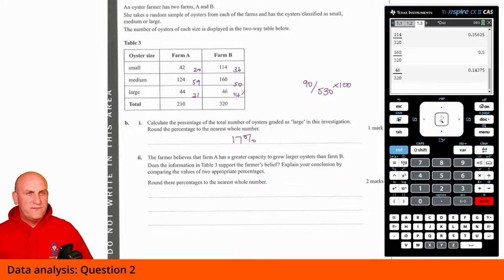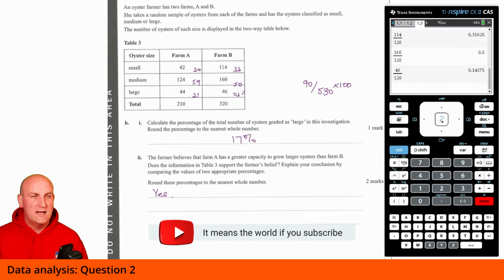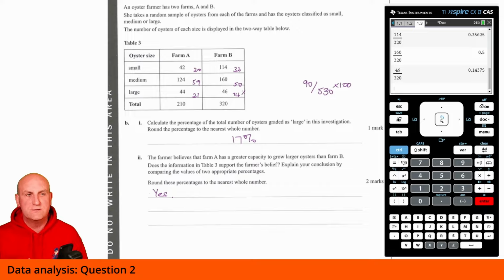Right, now here's the question. The farmer believes that Farm A has a greater capacity to grow larger oysters than Farm B. Does the information support the farmer's belief? Explain your conclusion comparing the value of 2 appropriate percentages. If I look at my large oysters, does the information in Table 3 support the contention? Yes, it does. Full stop. And then I'm going to look at the percentage of medium and large.